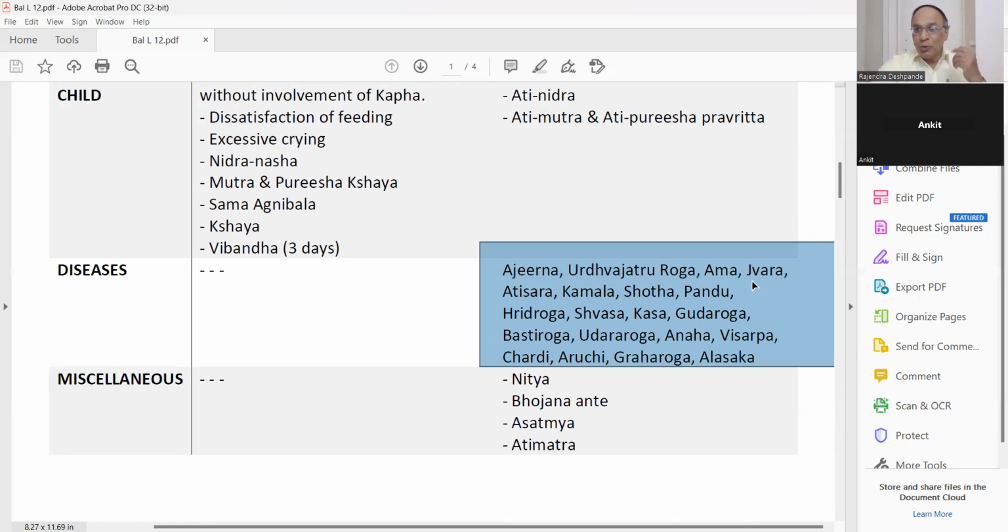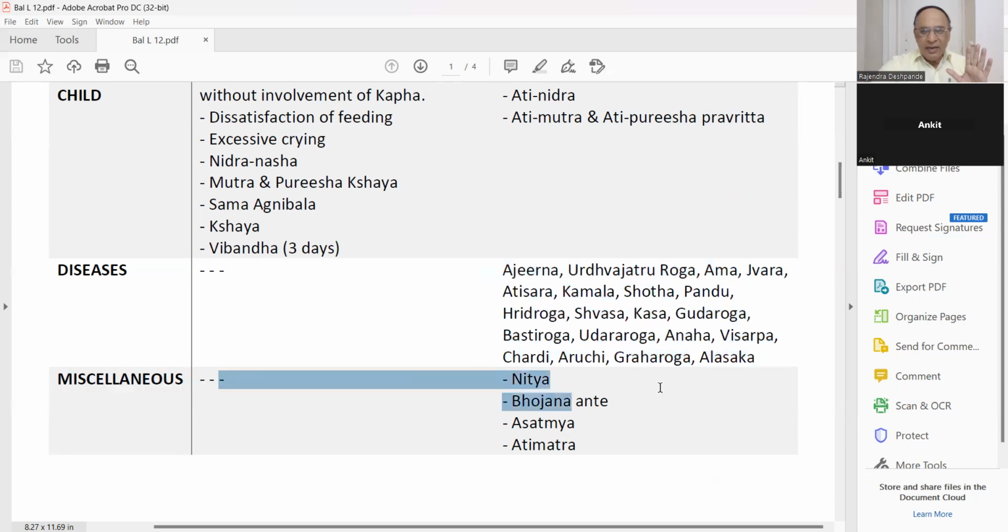Jwara is there. Rasa pradoshaja vyadhi. Atisar, indicating some ama. Kamala, jaundice. Shoth, edema. Pandu, anemia. Hridroga, cardiac problems. Shwas, breathlessness. Kas, cough. Gudaroga, rectal problems. Basti roga, urinary bladder problems. Udara roga, like hepatitis or cirrhosis. Anah, bulging of the abdomen. Visarpa, like erysipelas or cellulitis. Chardi, vomiting. Aruchi, anorexia. Graha roga, graha being infectious diseases, and alasaka. In these conditions, you cannot give the lehana.